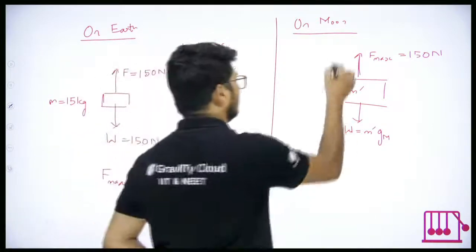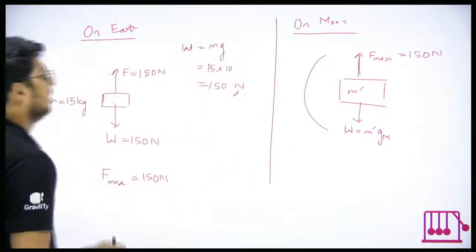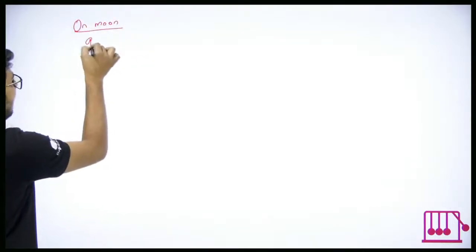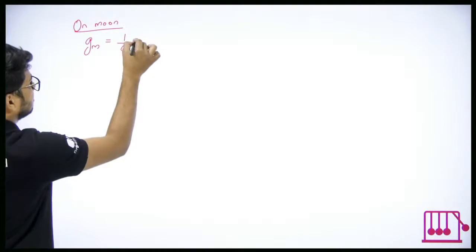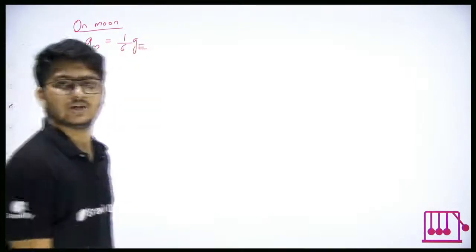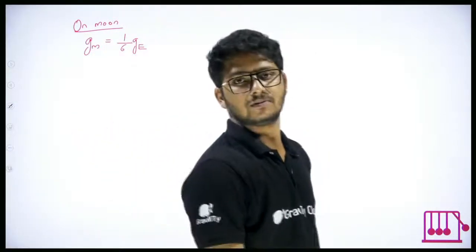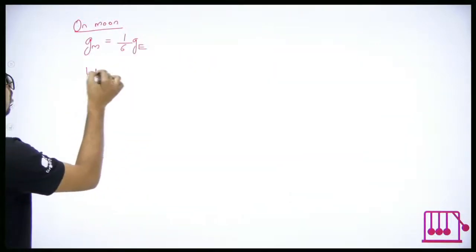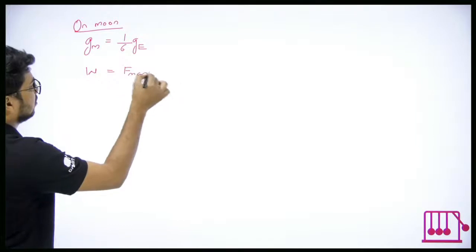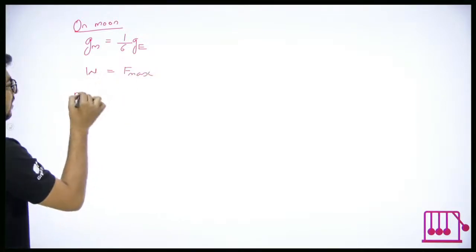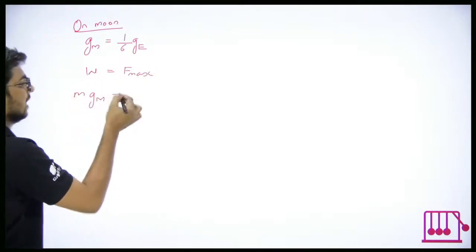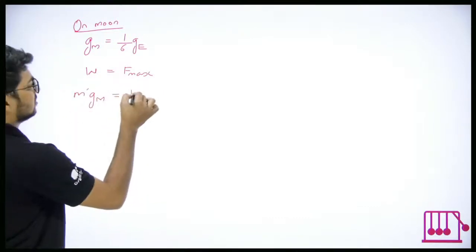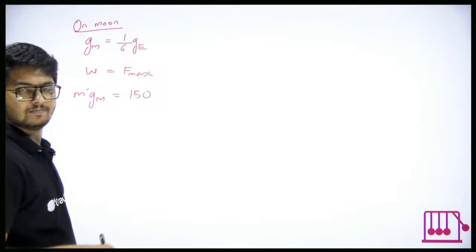Okay, and if you are able to lift it, both of them should be equal, right? So let's say on moon, acceleration due to gravity on moon is 1/6 times acceleration due to gravity on earth. So weight on moon should be equal to the maximum force. Weight on moon is mass into acceleration due to gravity on moon. We have taken the mass as m dash. And the maximum force is the same, 150.